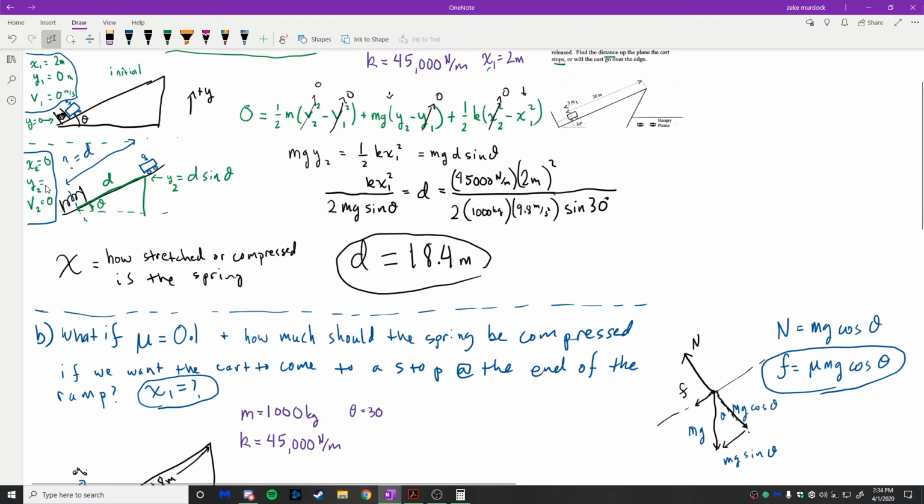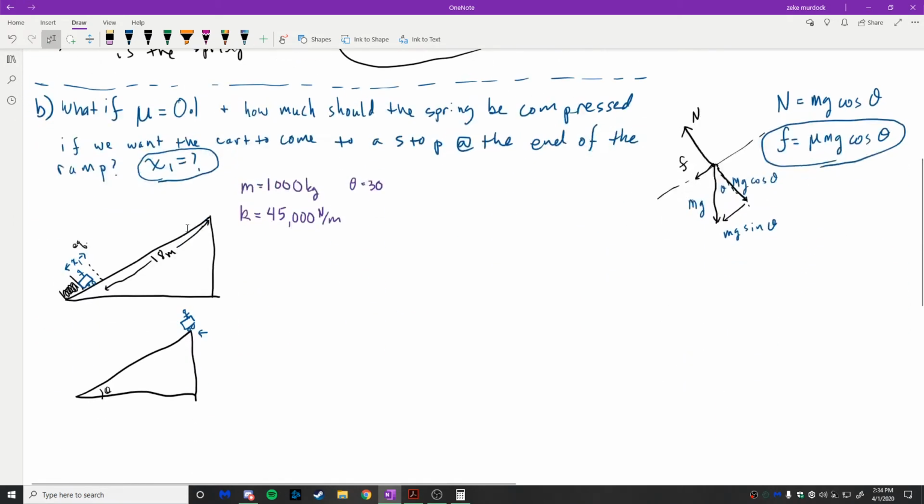As long as you know the information about the endpoints, x1, y1, v1, that's what you should be thinking about. When you start the problem, the first thing you should do is say, okay, what's y equal to 0 going to be? All right. Let's make the uncompressed distance for the spring to be y equal to 0. Is that okay with you guys? So we'll call this point right here y equal to 0.